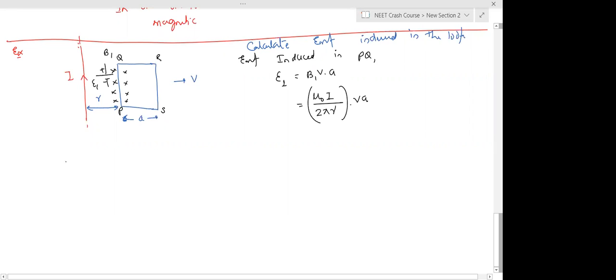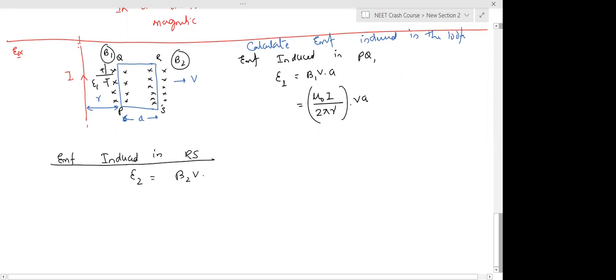The EMF induced in RS: RS also has a magnetic field into the plane, but the magnetic field magnitude will change. At the first wire, the magnetic field was B1. At the second wire, the magnetic field is B2. The EMF induced will be equal to B2 V times A.